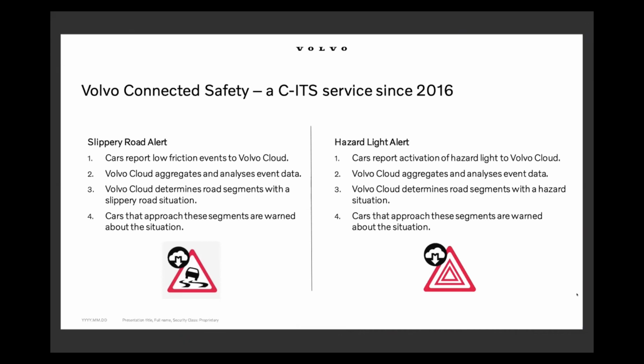And just as a brief summary, it consists since the start of two functions that are available to the customer. The first one is called Slippery Road Alert, and it consists of cars collaborating on detecting slippery roads and warning each other about these situations. And the second one is called Hazard Light Alert, and it's quite similar, but in this case we are detecting the usage of the hazard light in the car, and then we can warn drivers that are coming up from behind about this type of hazard.